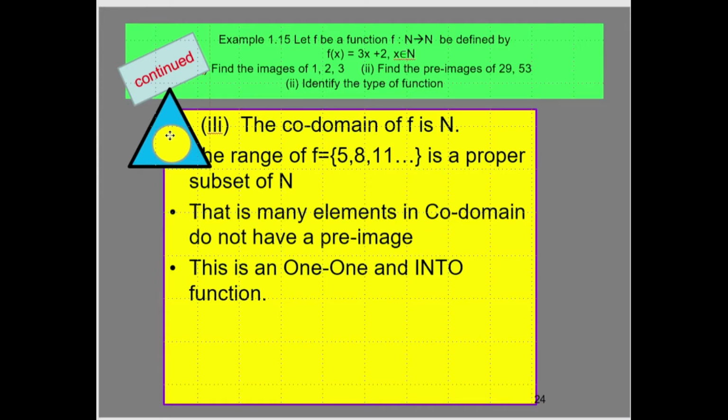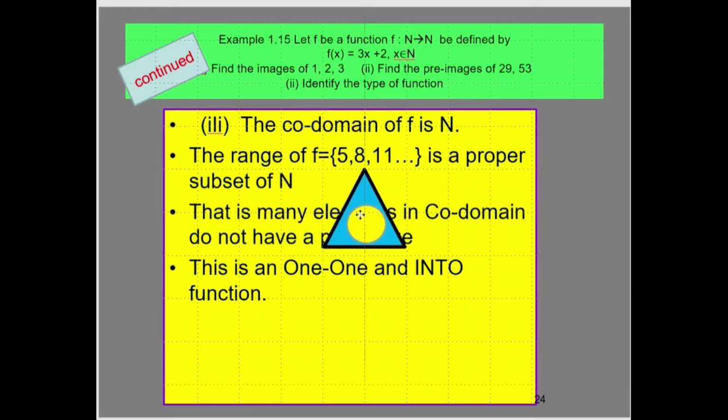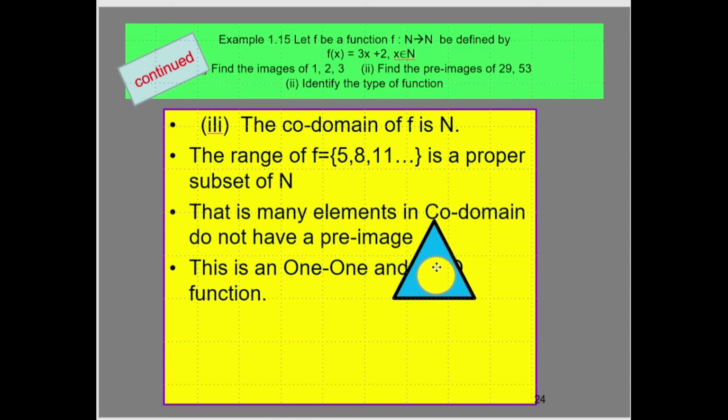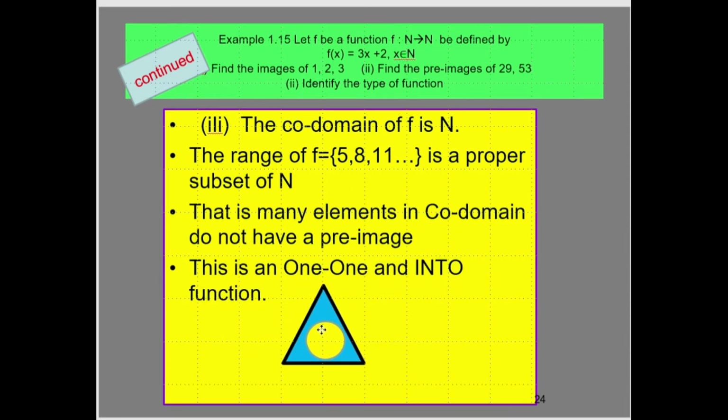Same question continued. Identify the type of function. The codomain of f is N. The range of f, which is 5, 8, 11 and so on, is a proper subset of N. That is, many elements in the codomain do not have a pre-image. This is a one-to-one and into function, not an onto function.